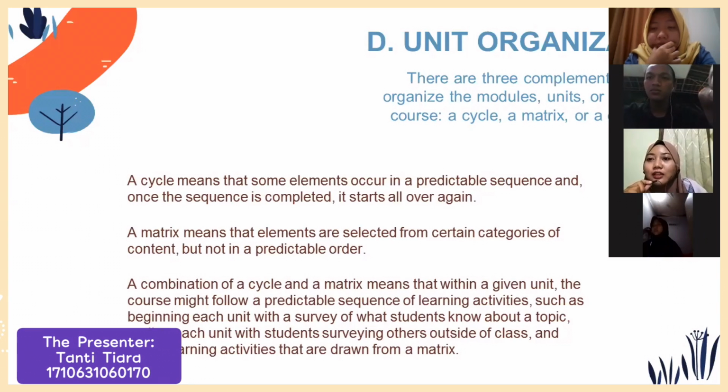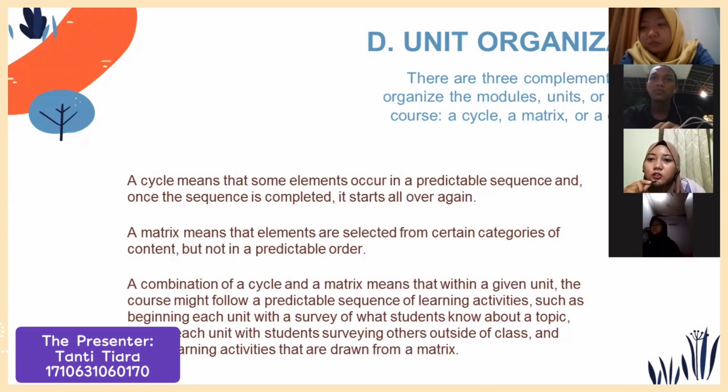A combination means that within a given unit, the course might follow a predictable sequence of learning activities, such as beginning each unit with a survey of what students know about the topic, and ending each unit with students surveying others outside of class, and some learning activities that are drawn from a matrix. Next slide.